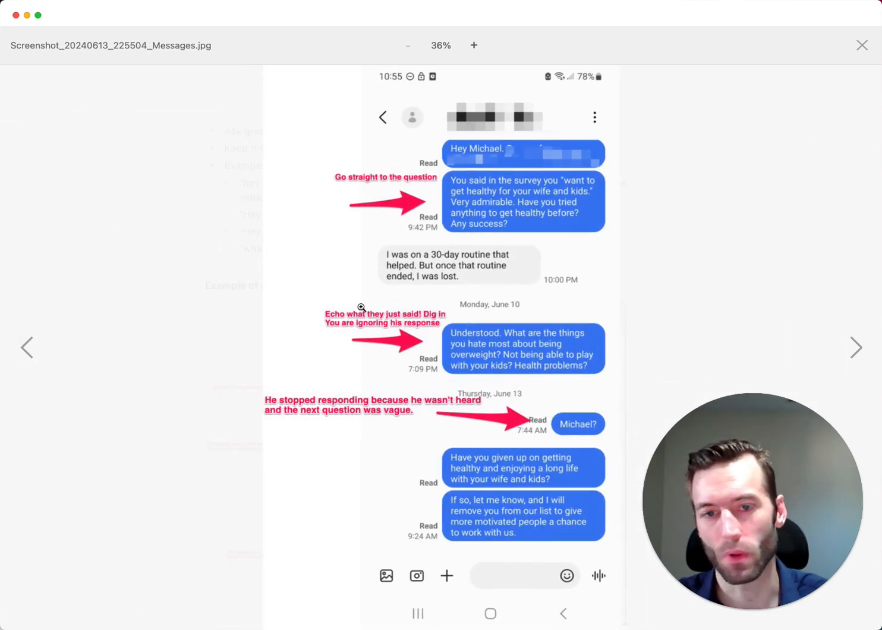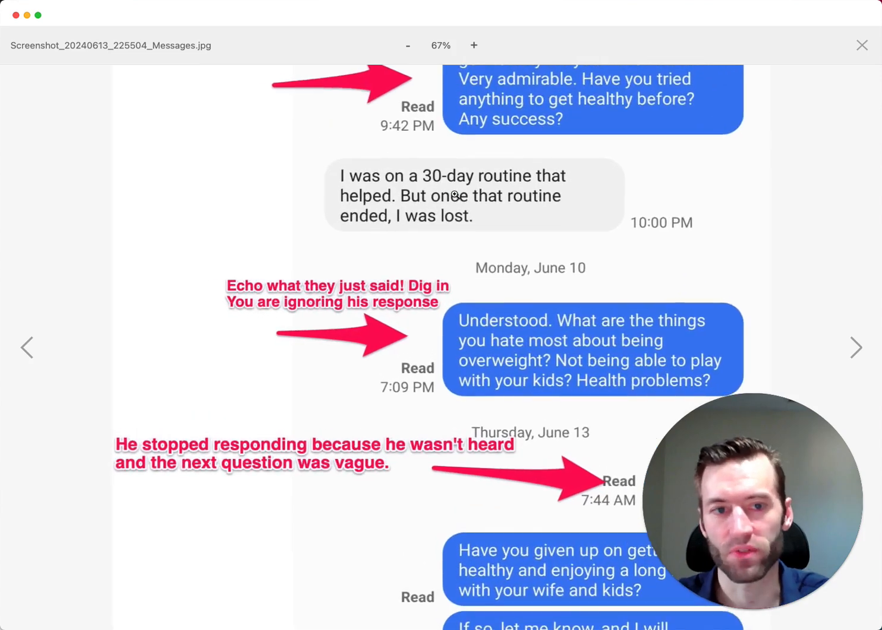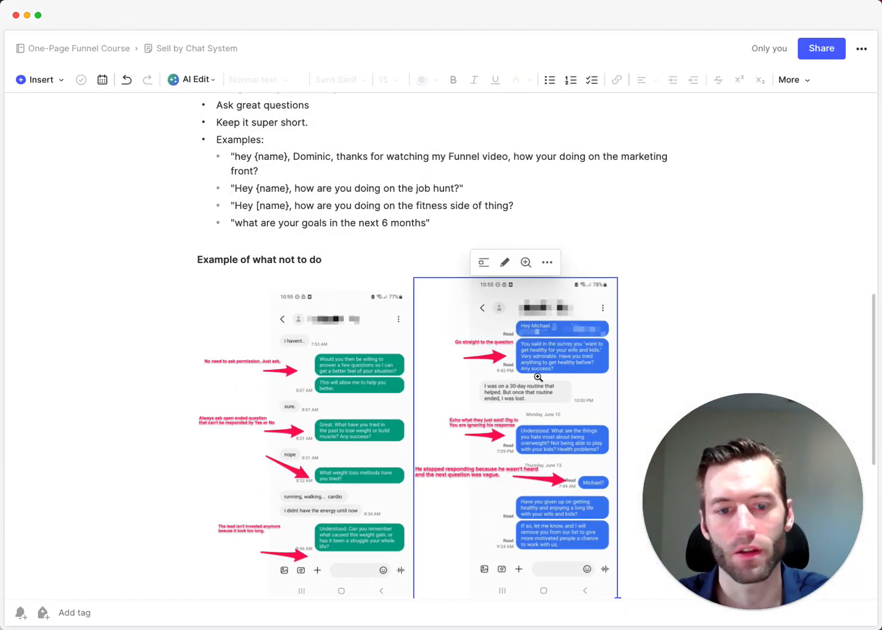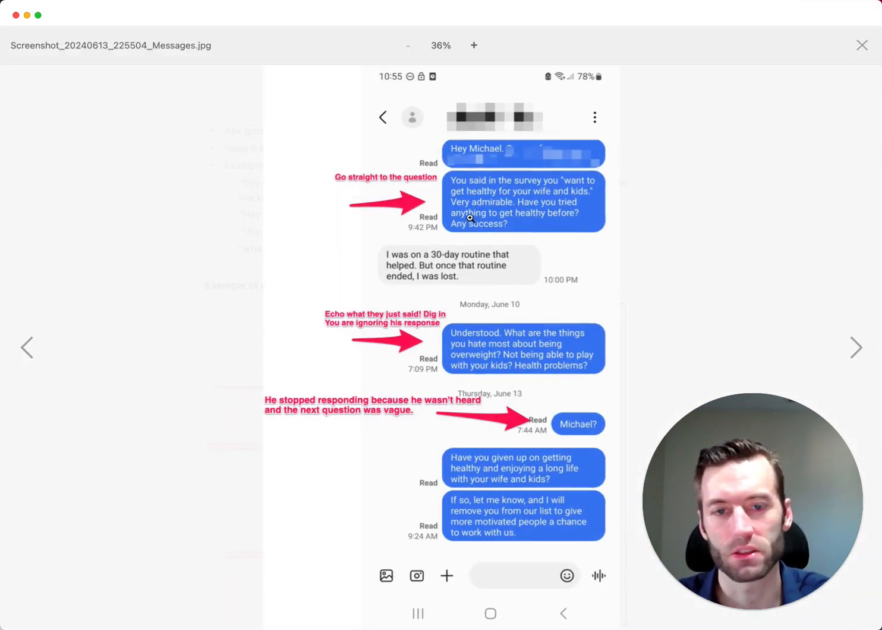The other example I have is very similar. Again, in this case, he introduced himself and he said, "You said in the survey you want to get healthy for your wife and kids. Very admirable." By the way, we don't do that. We never justify their pain. We never want to be a cheerleader when we conduct a sales conversation.